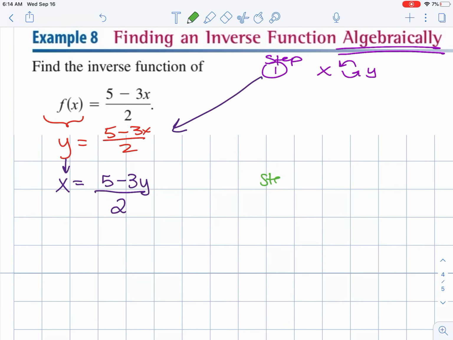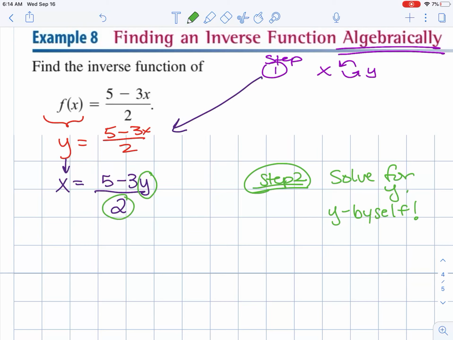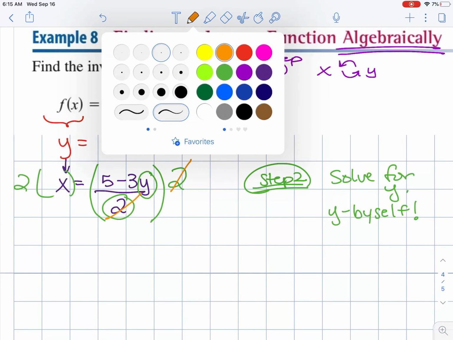Step 2, remember what it says? Solve for y. That basically just means to get y by itself. So here's the y, and I need to get it by itself. So first thing I'm going to do is remember that when we're getting something isolated, we have to do the farthest thing away from it first, as long as it's on the same side of the equal sign. So this 2 is the furthest thing away from it. So if it's being divided by 2, I'm going to multiply the entire function by 2. Whatever I do on one side, I have to do to the other side. And this cancels with this.